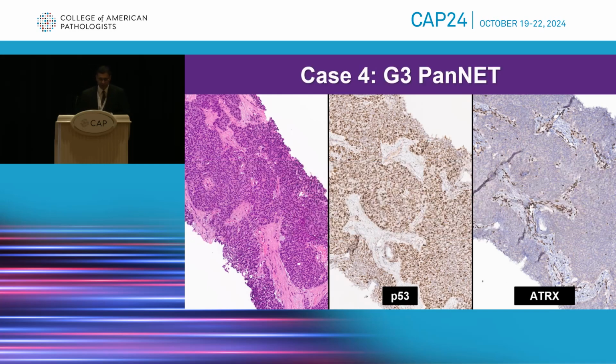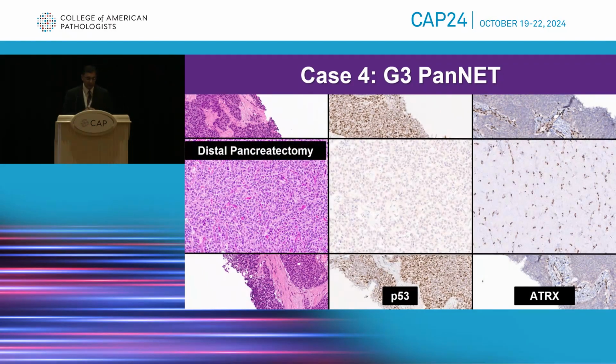But to give you additional data, we went back and looked at the patient's primary neoplasm from when the patient had a distal pancreatectomy. That was pulled, and it also showed ATRX loss. So that is consistent with ATRX loss being an early genomic event, typically occurring in the primary pancreas itself.